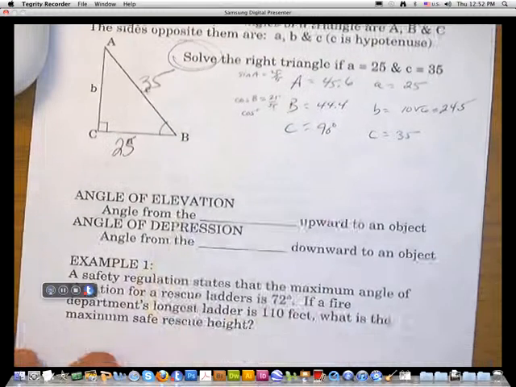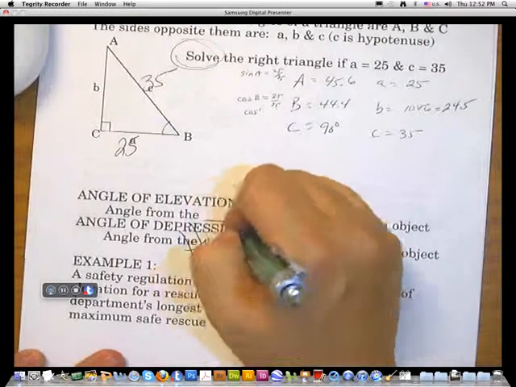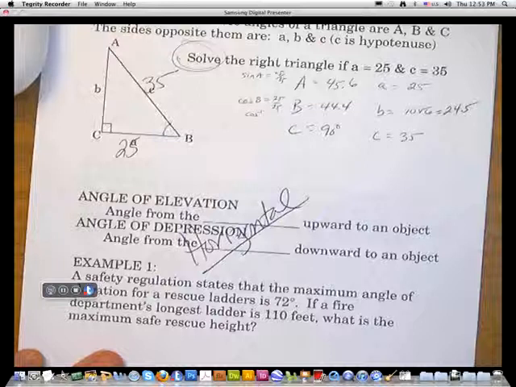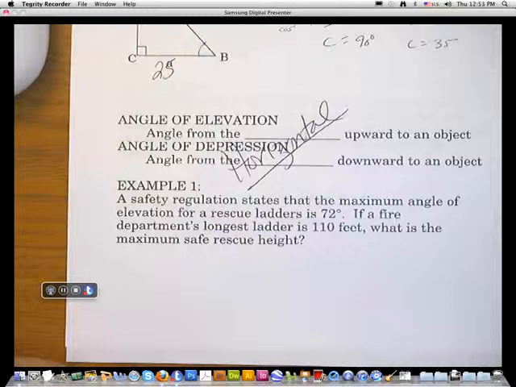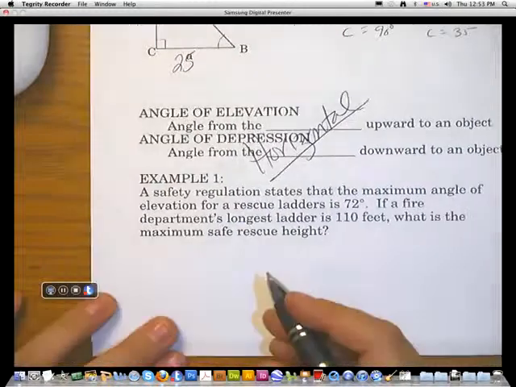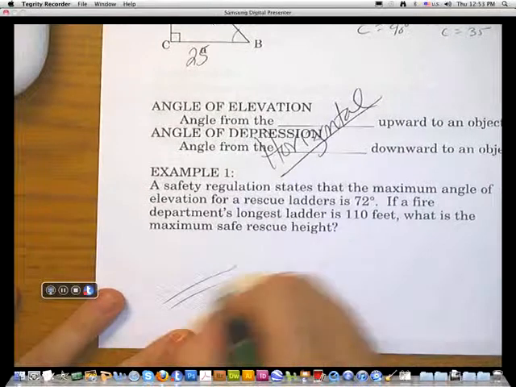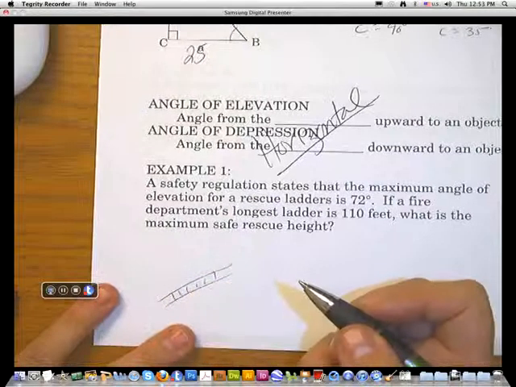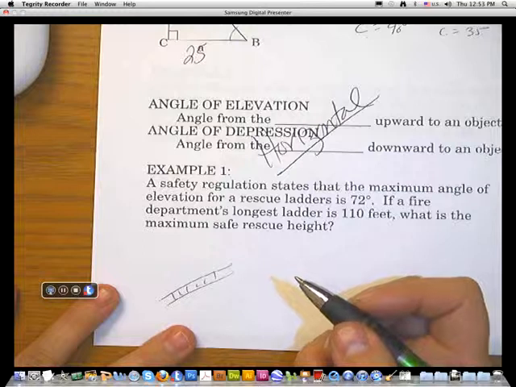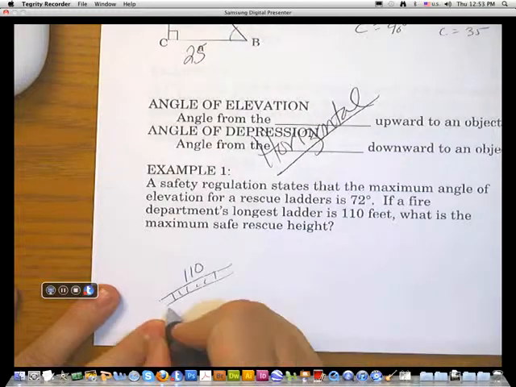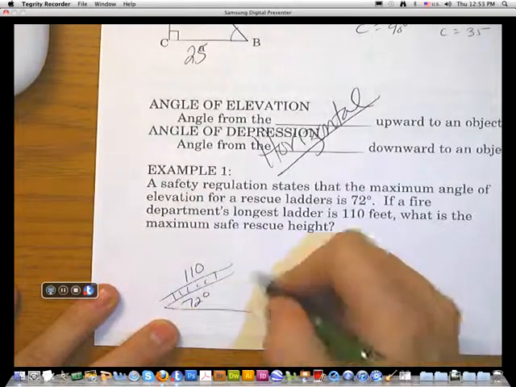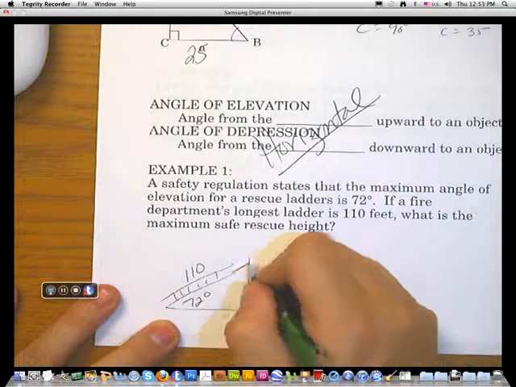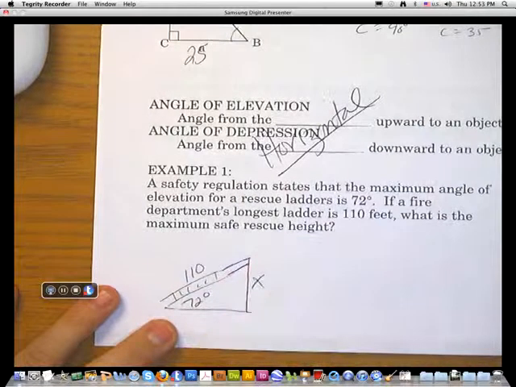We've talked about elevation and depression before. What's important about that is that it always comes from the horizontal. Here we have a word problem talking about the angle of elevation of a rescue ladder. So here is my rescue ladder. It says the longest ladder is 110 feet. Angle of elevation, so that means with the ground, is 72 degrees. So what is the highest point that that ladder can go?